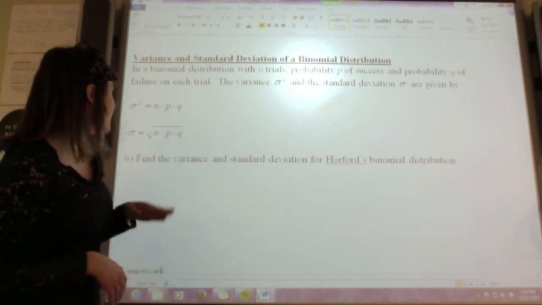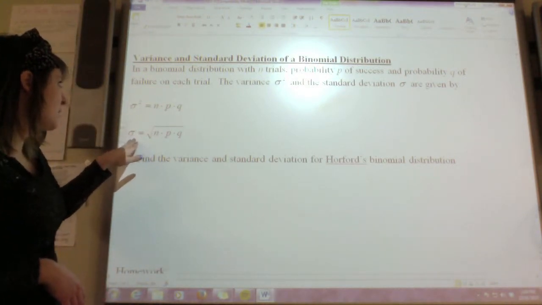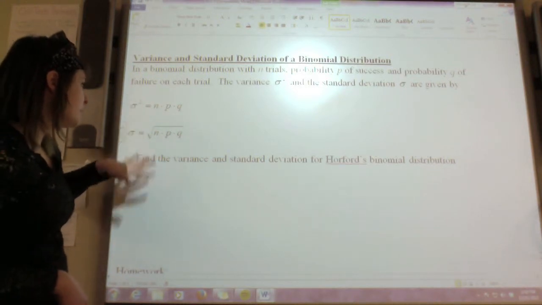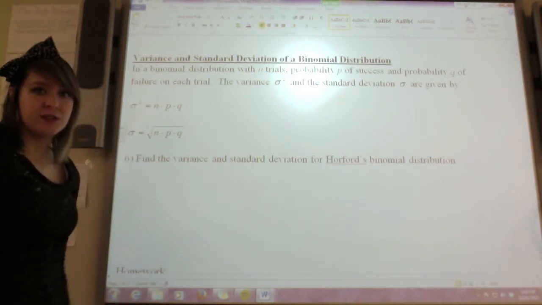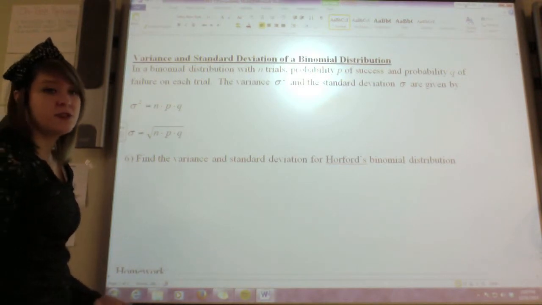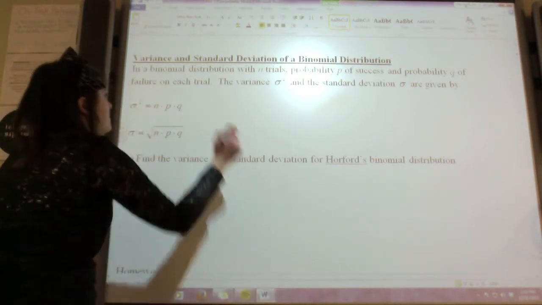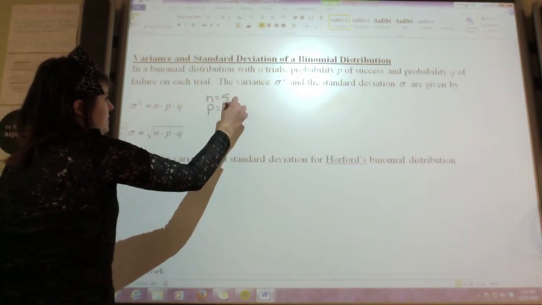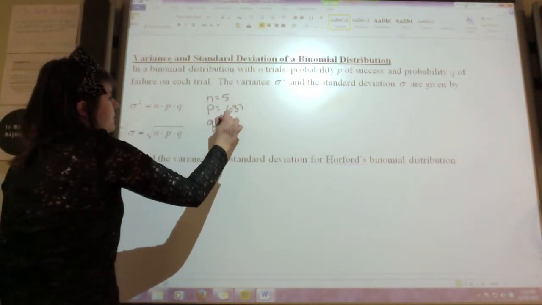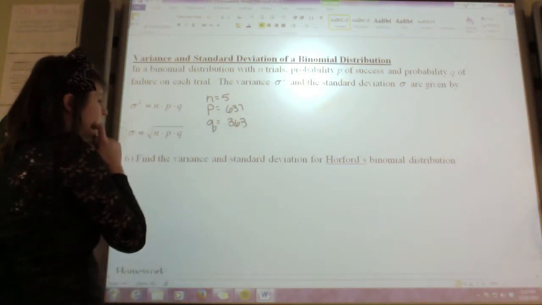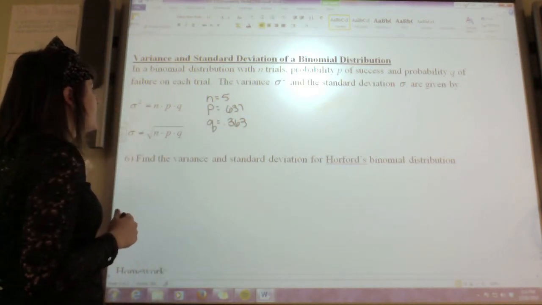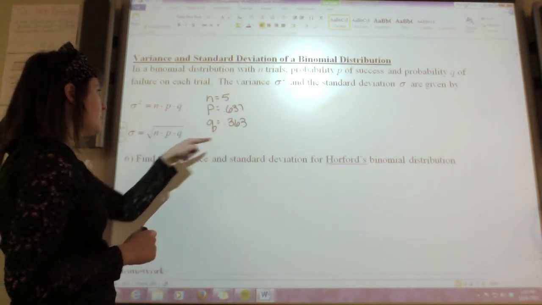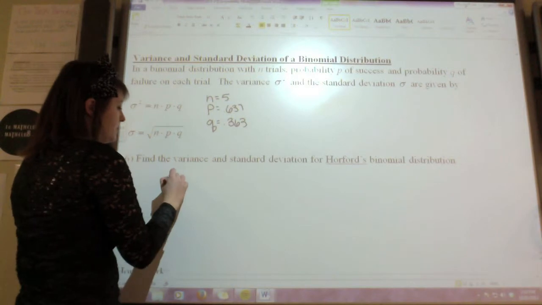Okay? So that's why standard deviation is represented as sigma, and variance is represented as sigma squared. So whenever you want to find standard deviation and variance for these, it's really easy because you just have to know n, p, and q. So remember that in this case we had n equals 5, p equals 0.637, and q equals 0.363. Okay, so if I take 5 times 0.637 times 0.363, that should give me my variance.